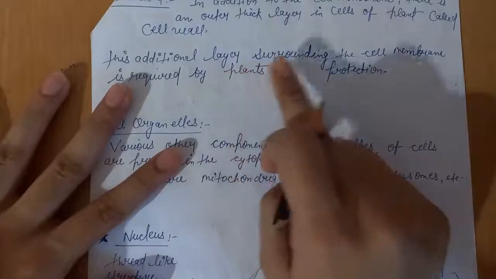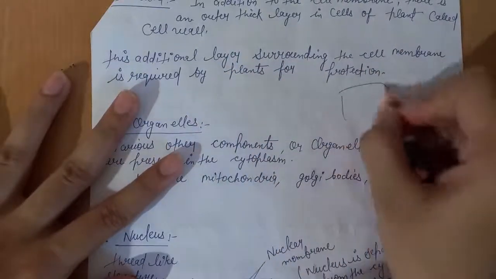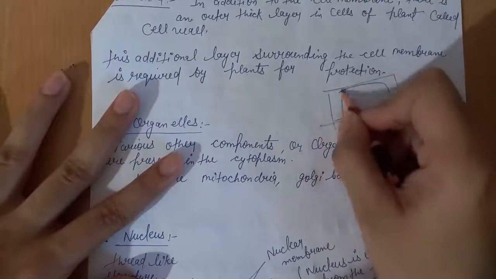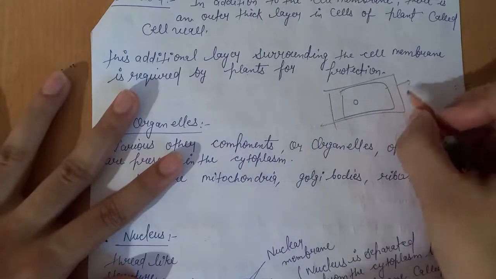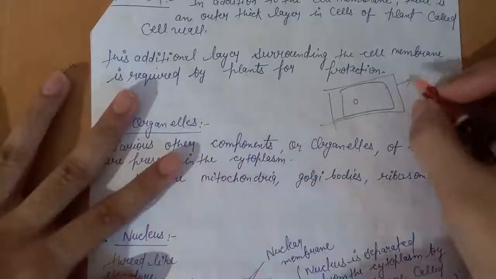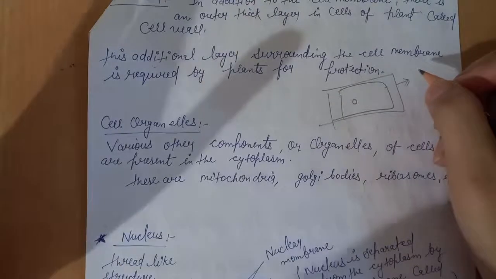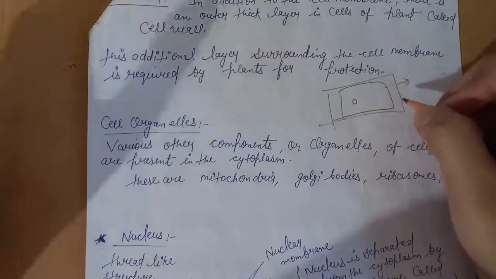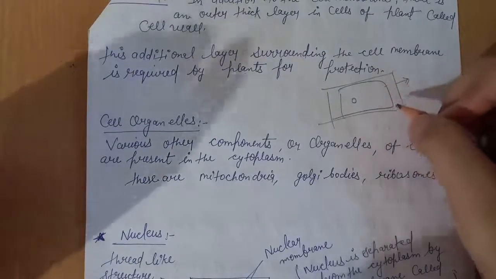This additional layer surrounding the cell membrane is required by plants for protection. This outer covering outside the cell membrane is required by plants for their protection, because plants are openly exposed to various environmental conditions like high speed wind and high temperature. So they need to protect themselves by having this outer covering that we call the cell wall.